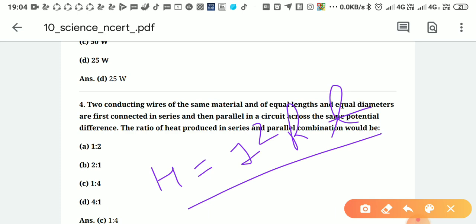One thing. Okay, and when we connect in series combination, then the total resistance will add up. If R is the resistance, then it will become 2R, R plus R. And if we are connecting two resistances in parallel combination, then it will be 1 upon R plus 1 upon R, like that. Okay, try this question.